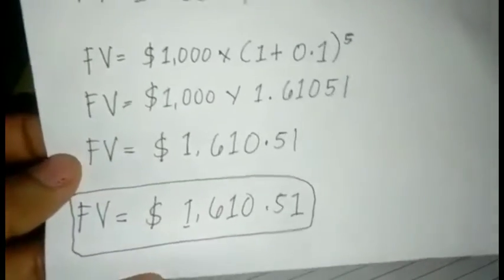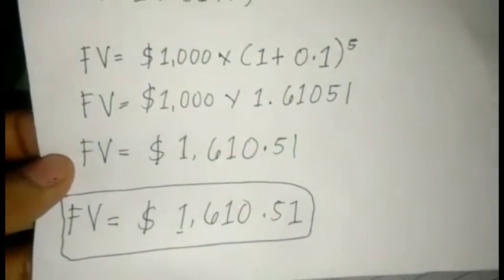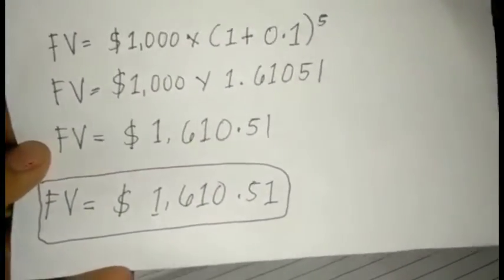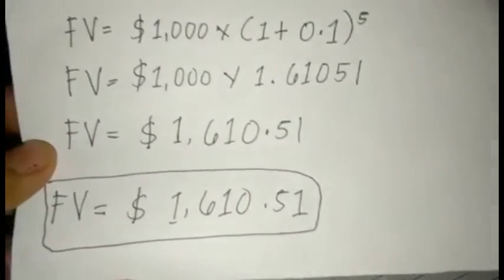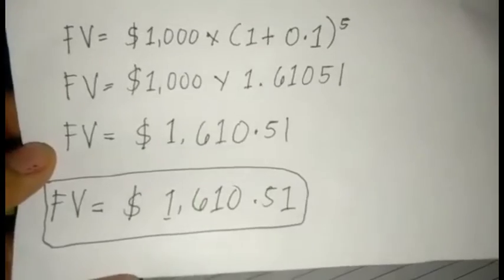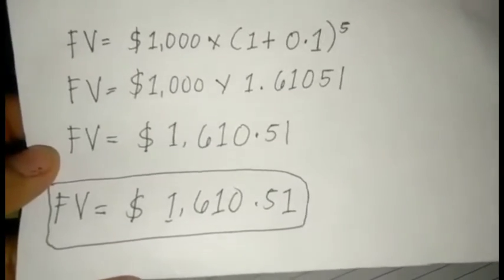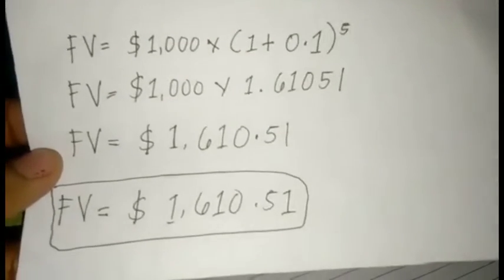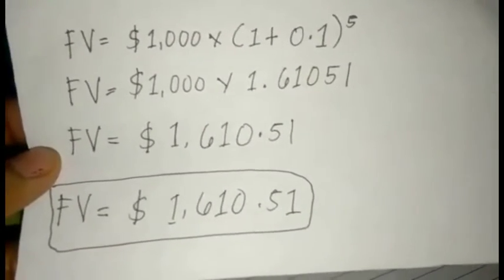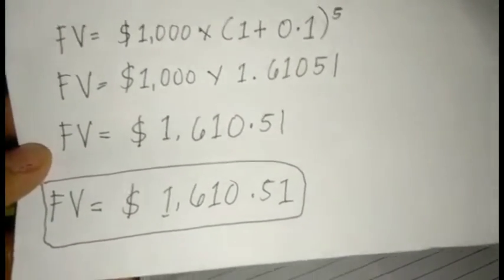So the 1.61051 will be multiplied again by the investment amount. $1,000 times 1.61051, the final answer is $1,610.51.